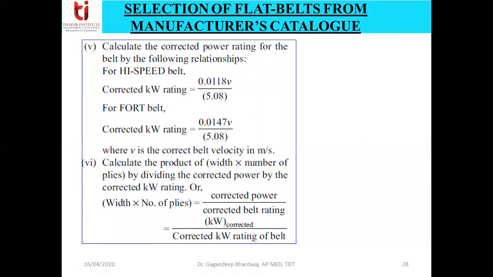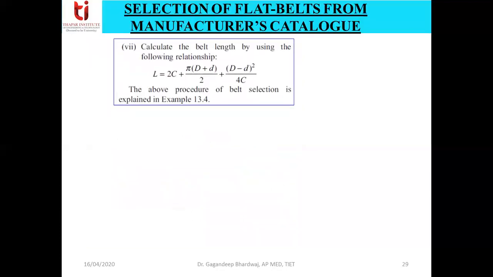This V is the corrected velocity. Okay, so we substitute this value, and this is the corrected kilowatt rating. In case of a flat belt, this is 0.0147 V divided by 5.08. Then width into number of plies is equal to corrected power divided by corrected belt rating. So from this you can calculate the belt width by assuming a suitable number of plies. Then you can also calculate the length of the belt in case of an open belt drive by using this expression.